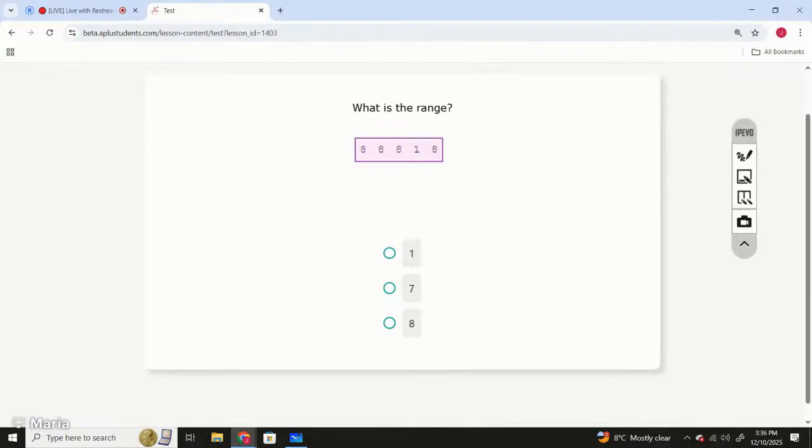What is the range? Range is the difference between the greatest and the smallest number in the given data. 8 take away 1 is 7. The correct option is 7.